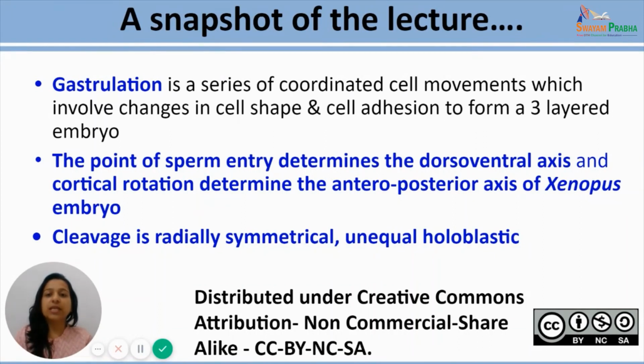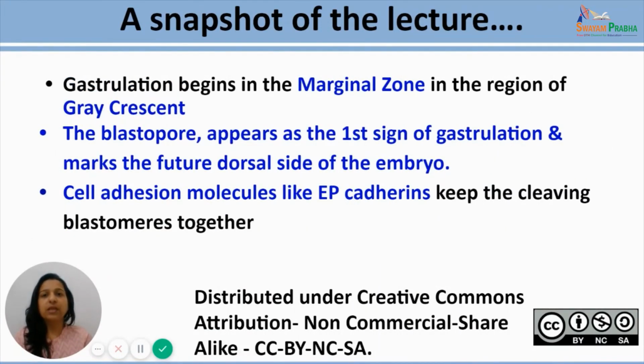Cleavage in Xenopus is radially symmetrical, unequal, and holoblastic. Gastrulation begins in the marginal zone in the region of the Gray Crescent if it is developed. The blastopore appears as the first sign of gastrulation, at which a large number of cells form a specific shape of bottle, and hence they are known as bottle cells. They start to invaginate, and this marks the future dorsal side of the embryo. Various cell adhesion molecules like E-cadherins keep the cleaving blastomeres together.